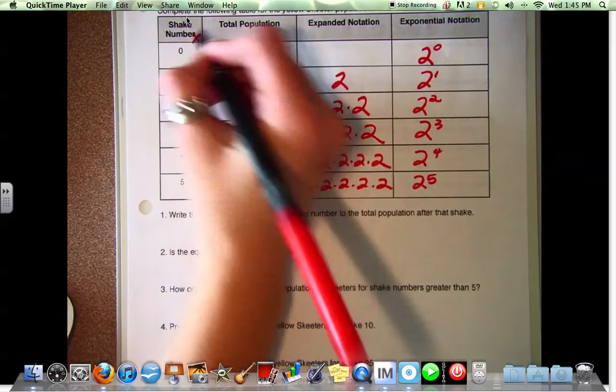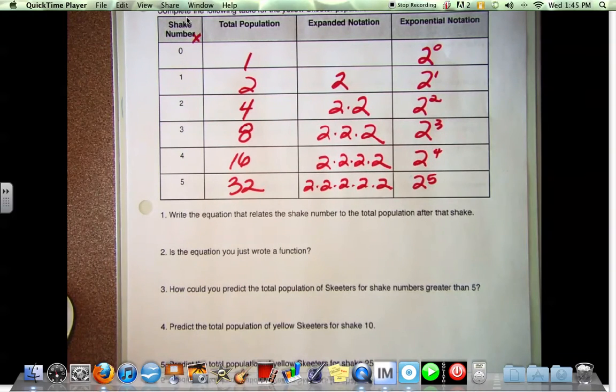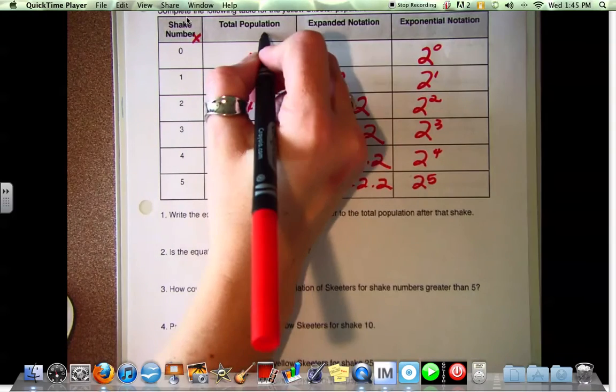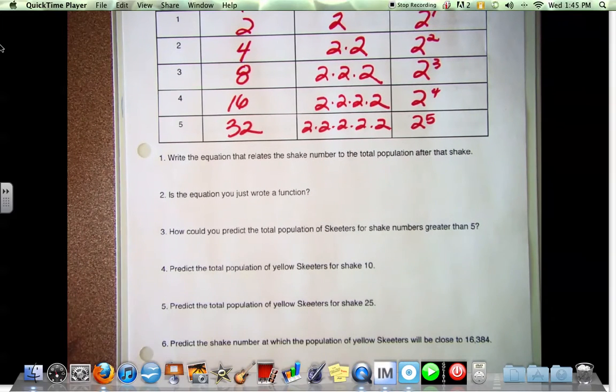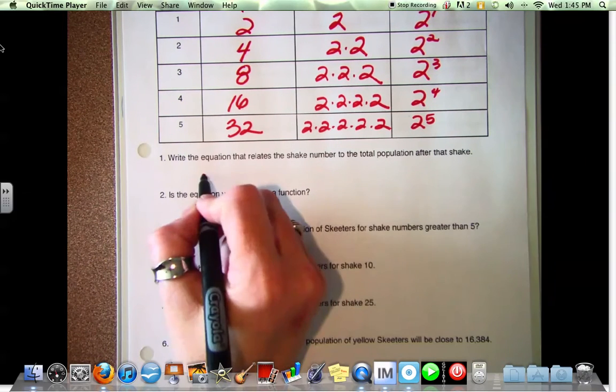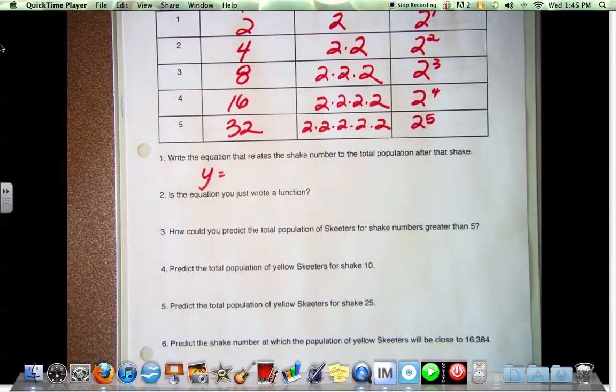When you graph this, what did you put on the x-axis? Shakes. And what did you put on the y-axis? Population. Number one asks us to write the equation that relates the shake number to the total population after that shake. So, we're going to have a y equals something, like we did in the previous couple of units, okay?